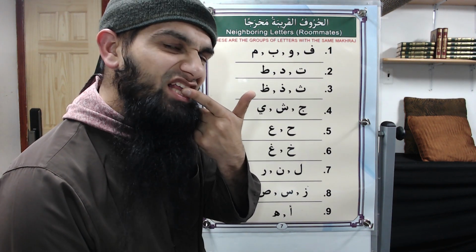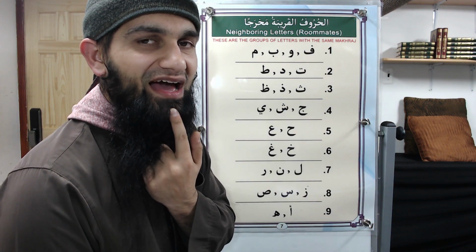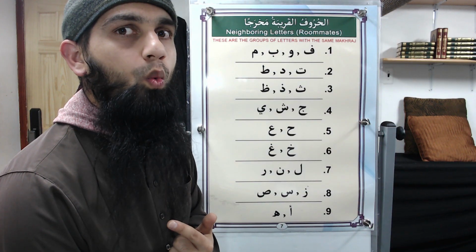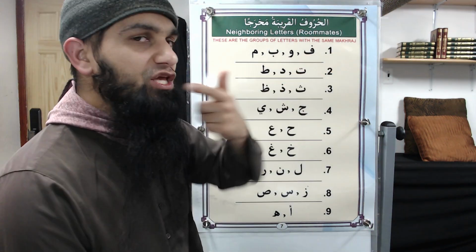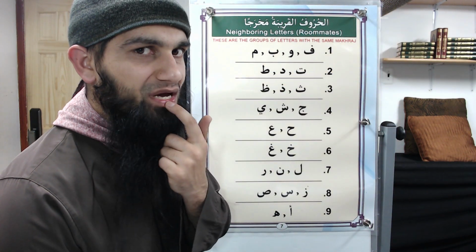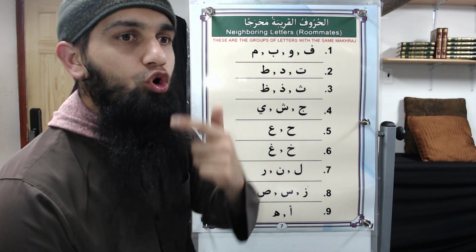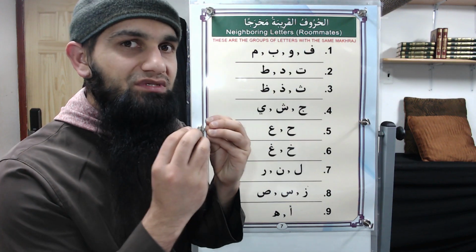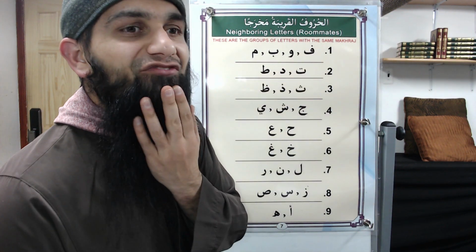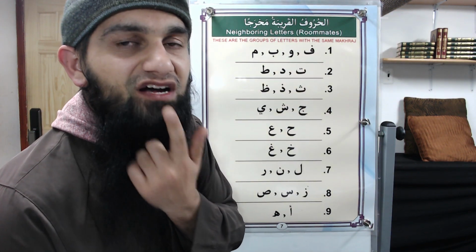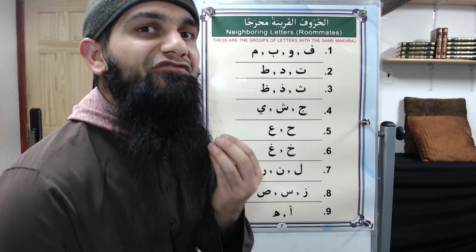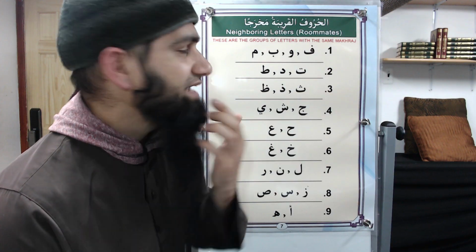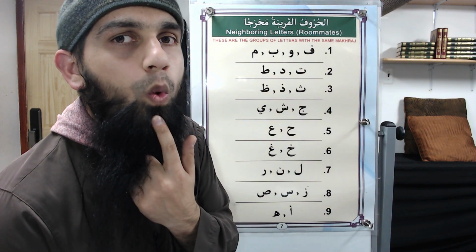Fa uses the teeth and the bottom lip. This one uses the lips. Wa. So the fa uses the teeth and the lip, while the waw uses both lips only. We're going to be focusing a lot on the sounds in this lesson. So, fa, f, make the sound. And this one, wa.